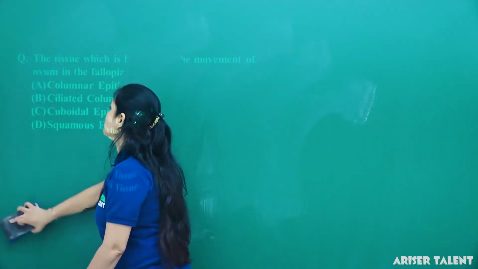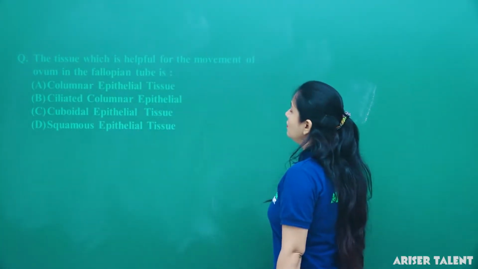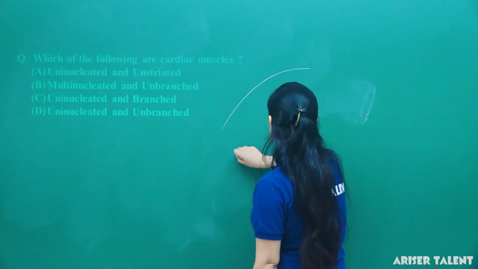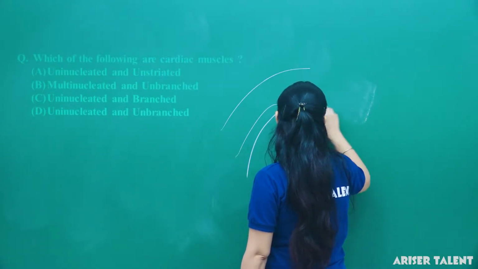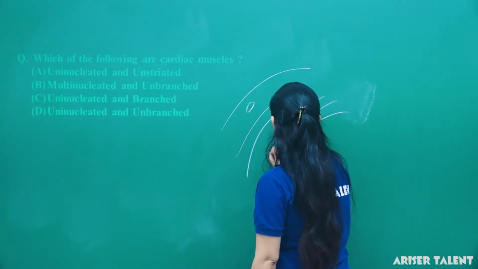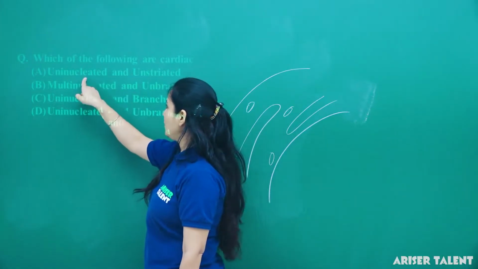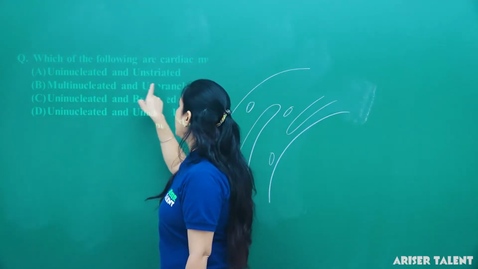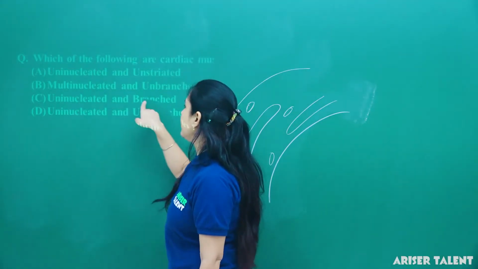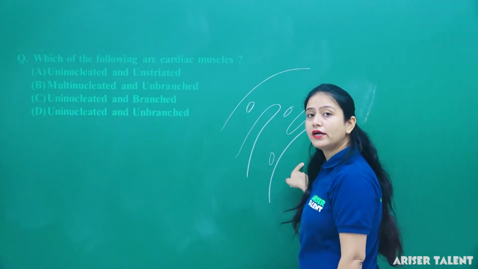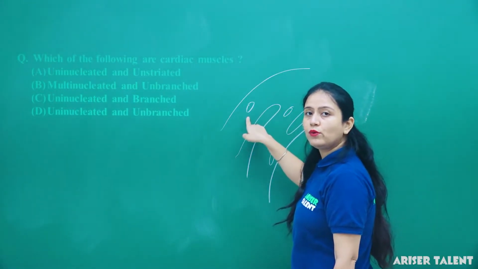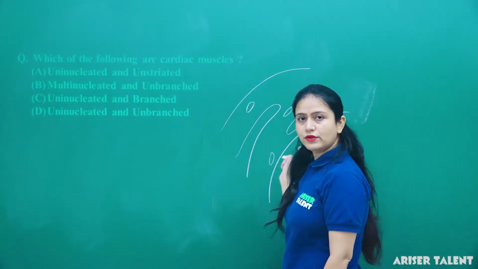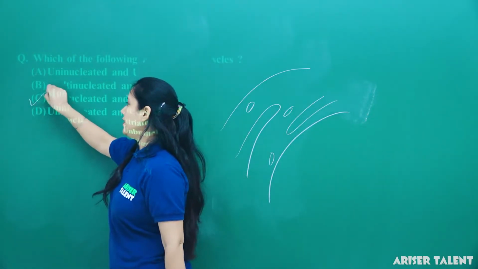We all have studied the structure. Which of the following are cardiac muscles? As we all know about cardiac muscles, students, they are branched and uninucleated. Here we can match: uninucleated, yes, and unstriated, that is wrong. Multinucleated, that is wrong, and unbranched, that is also wrong. Uninucleated and branched, yes, this is the structure of cardiac muscle. It is uninucleated, meaning it contains only one nucleus, and it is branched. So option C will be the correct answer.